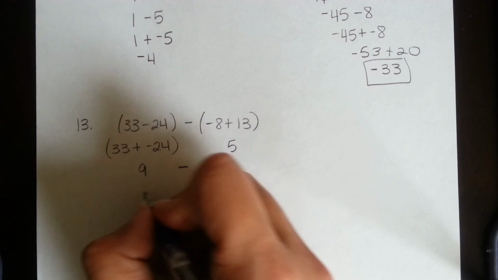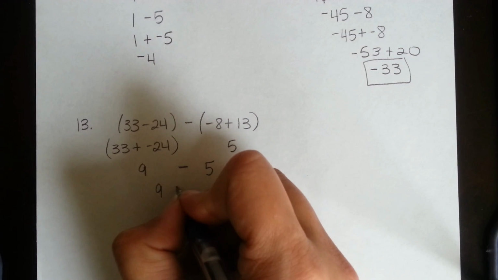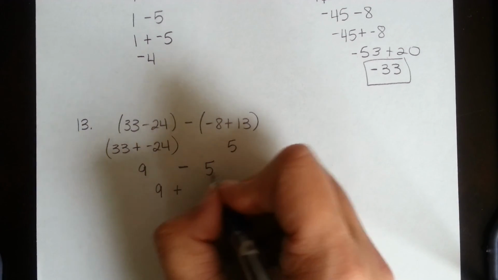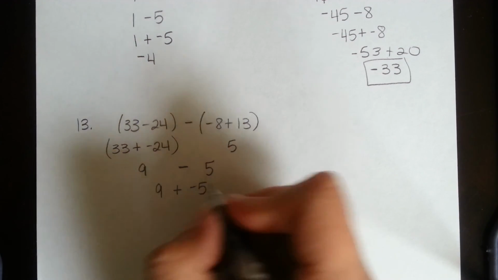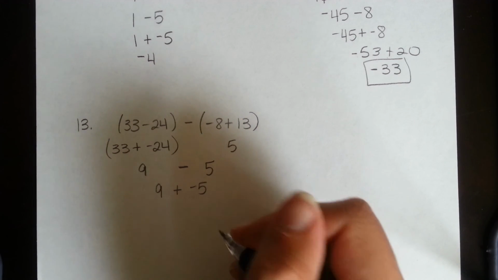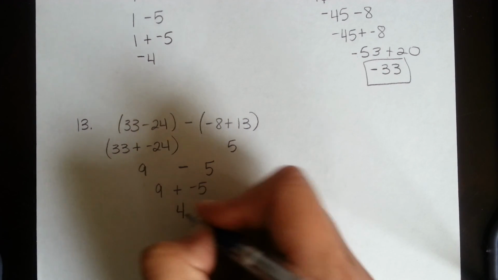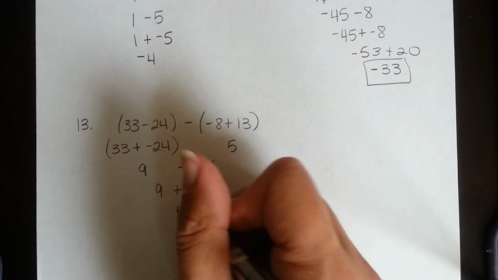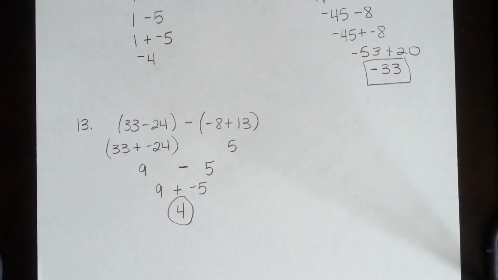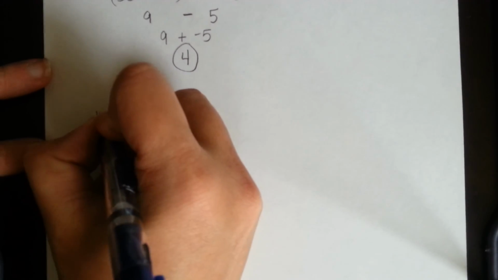Or if we were following our rules, we leave the first one alone, change from subtraction to addition, use the opposite of 5, which would be negative 5. They have different signs, so we would subtract the numbers, keep the sign of the larger absolute value, so positive 4. And we'll do one more, and we'll call it quits.